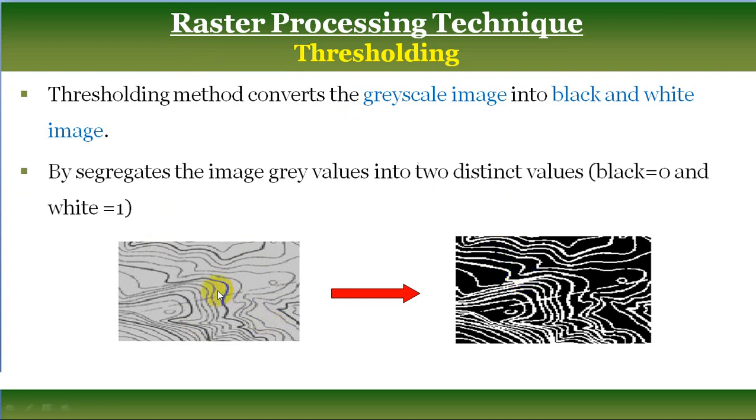By segregating the gray values in the grayscale image into two distinct values, black means 0 value, white means 1 value. So all the pixels or all the cells in the raster have one of two values, either 0 meaning black or 1 meaning white. In this way we also convert a grayscale image into a black and white image for different purposes.